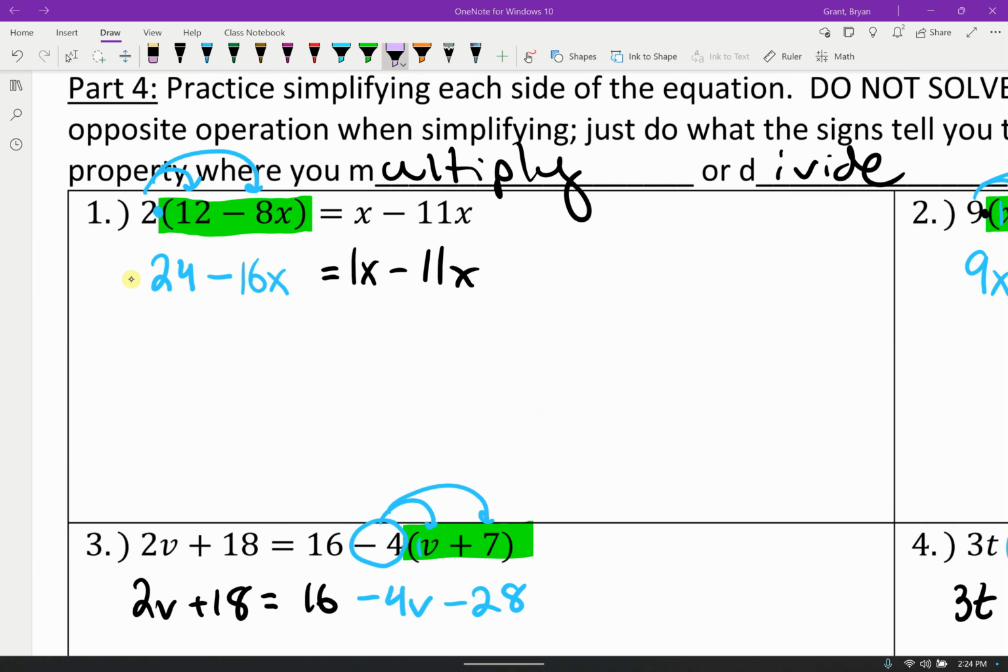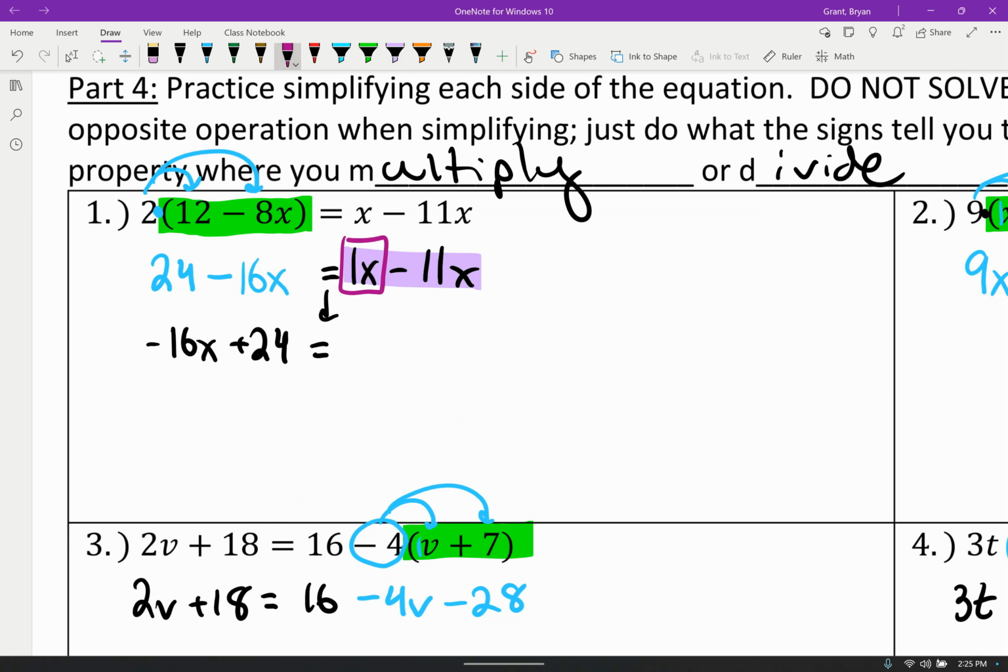So we'd ask ourselves, is there anything that we can combine between 24 and negative 16x? No, those are not like terms. I'll put the negative 16x first and the positive 24 second, and then bring down your equals. And then we say, okay, well, we did that. Now, is there anything we can combine between the 1x and the negative 11x? And yeah, those are like terms.